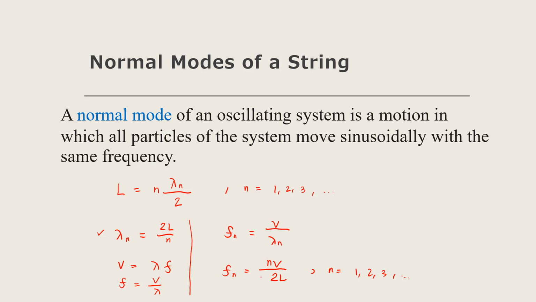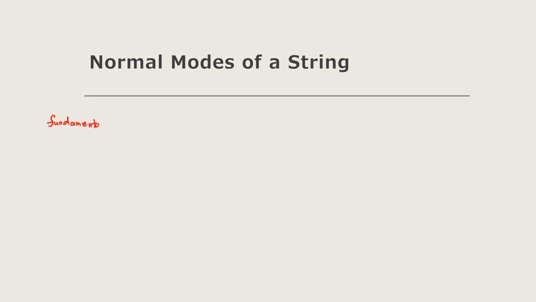Each frequency and its associated vibration pattern are called normal modes. The fundamental frequency is the smallest frequency, which corresponds to n equal to 1. So we have f sub 1 is equal to v over 2L, or we can write it as 1 over 2L times the value of v in terms of the tension and the mass per unit length. This is also called the first harmonic.